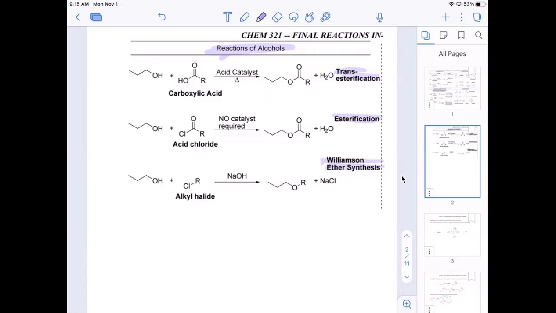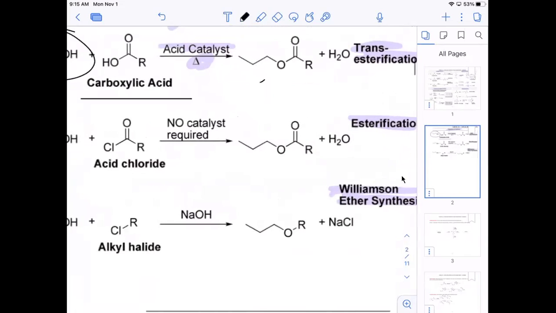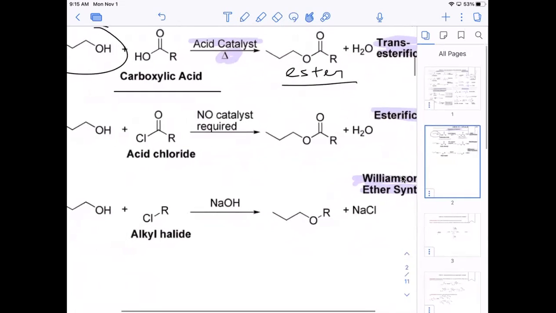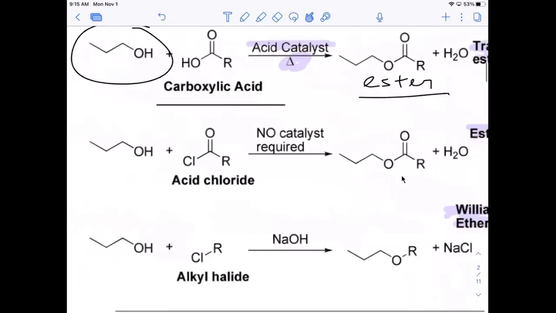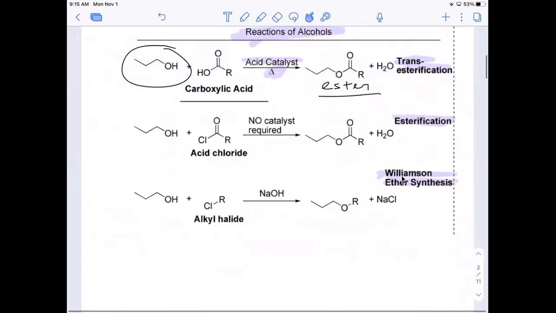You can see that if you take an alcohol, right, and a carboxylic acid, and then react them together in the presence of a mild acid and warm it up, that's what the delta is for, right? You can see you get an ester in the product, right? So you get an ester in the product. That's a very simple reaction.